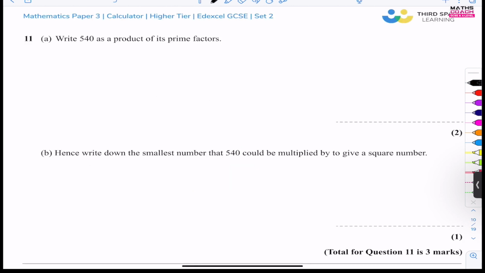Question 11, write 540 as a product of its prime factors. So we can just do 540. Now, what do we divide by? We divide by the prime numbers. And what are the prime numbers? Prime numbers are numbers that only have 2 factors. So let's write this down. The first one is 2, then 3, 5, 7, 11, and so on and so forth. So these are the numbers that we want to divide by.